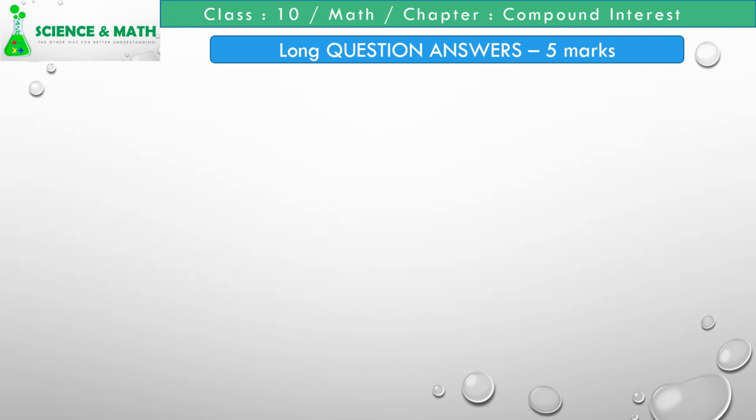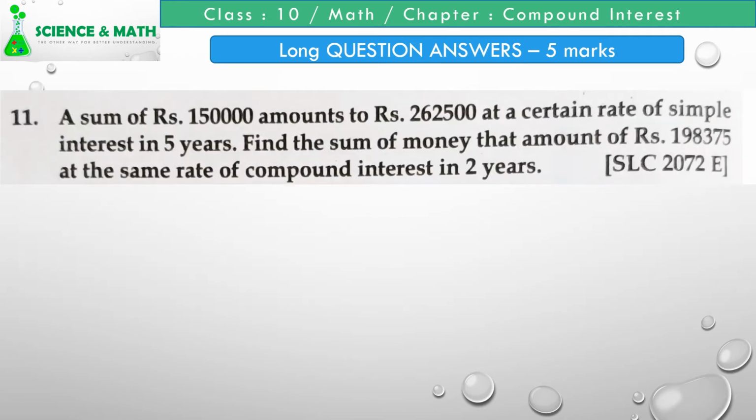Question number 11. A sum of rupees 1,50,000 amounts to rupees 2,62,500 at a certain rate of simple interest in 5 years. Find the sum of money that amounts to rupees 1,98,375 at the same rate of compound interest in 2 years. This question is asked in SLC 2072.